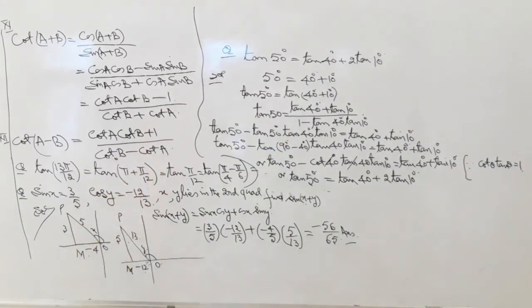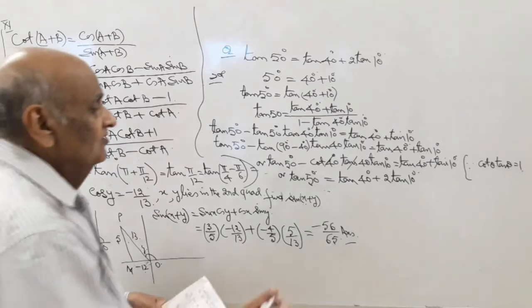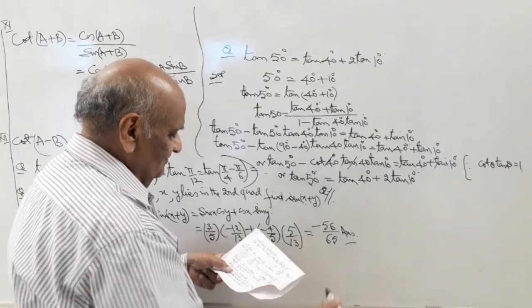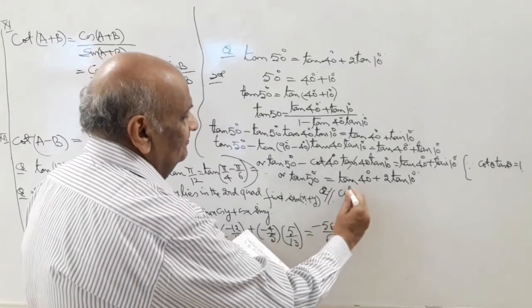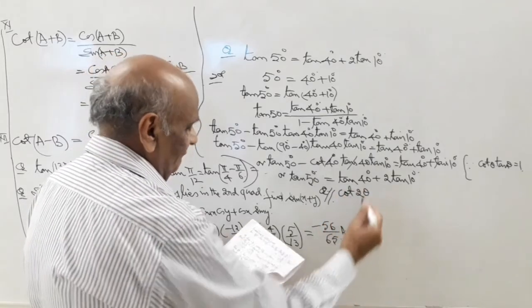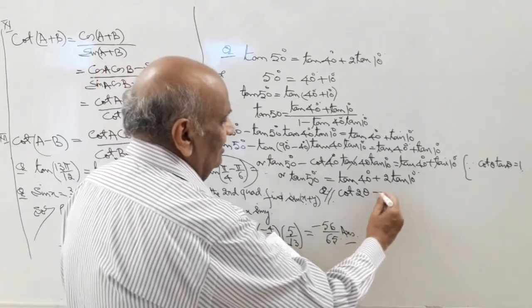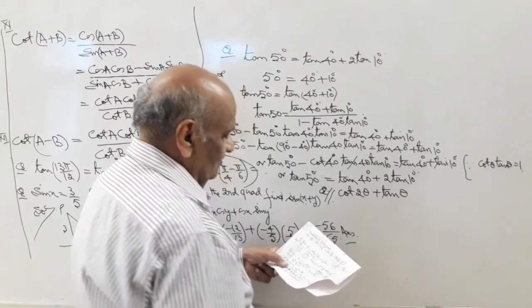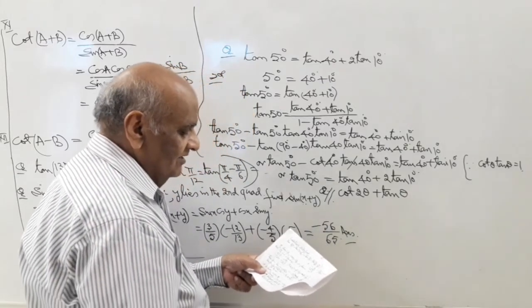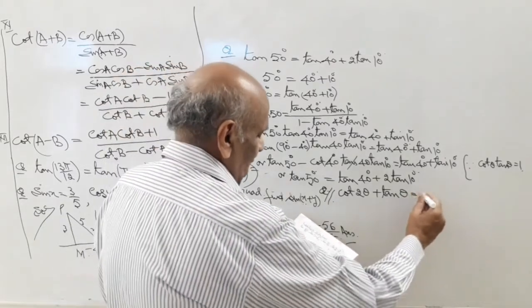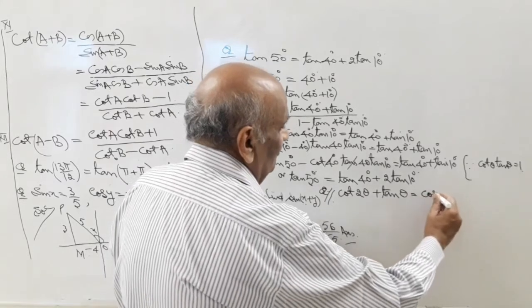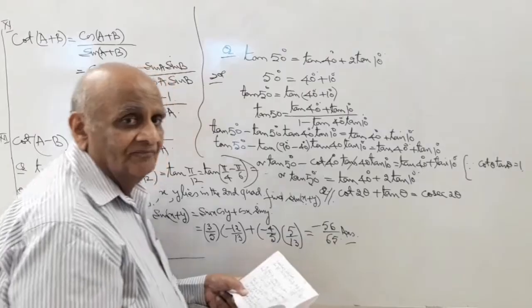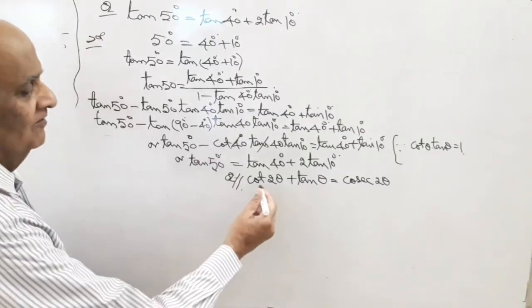A good question, no doubt. One more on the same pattern I can add here: prove that cot 2 theta plus tan theta is equal to cosecant of 2 theta. Now take up the solution of this.